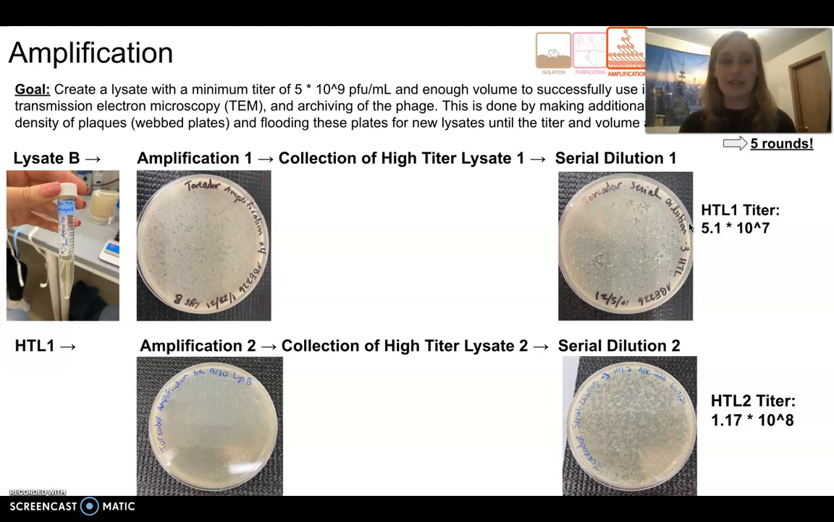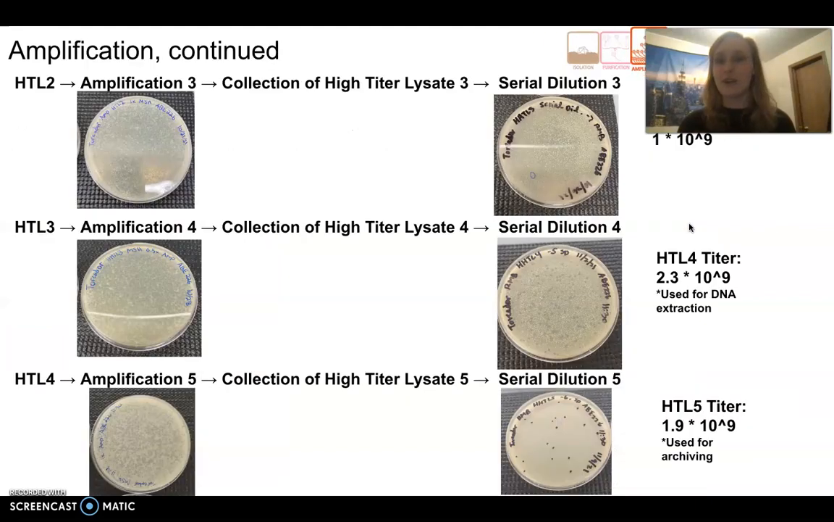So to start, on the left was the lysate B that we originally used. That plate is the first round of amplification. We collected high titer lysate 1 and diluted it to find the titer, and the titer was 5.1 times 10 to the 7th, which wasn't high enough. So we did a second round. The second titer was 1.17 times 10 to the 8th, which was still not high enough. So we did 3 more rounds.